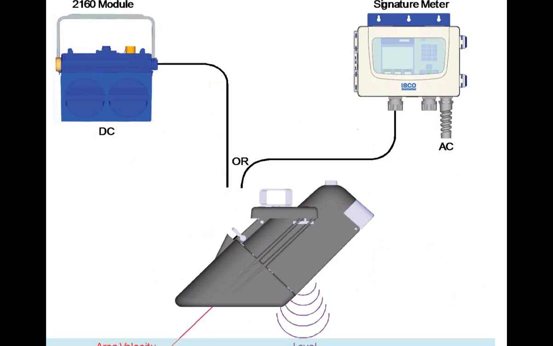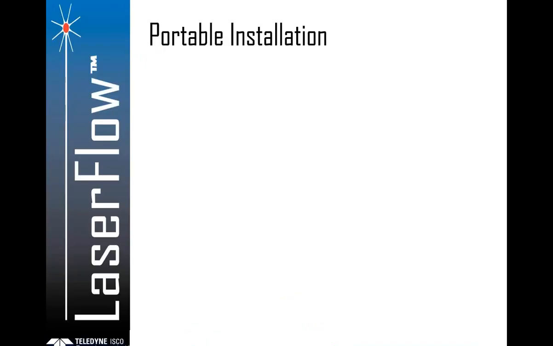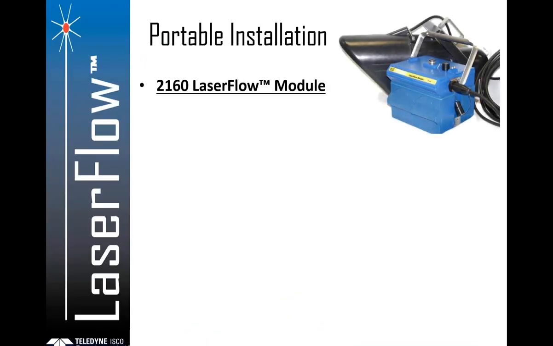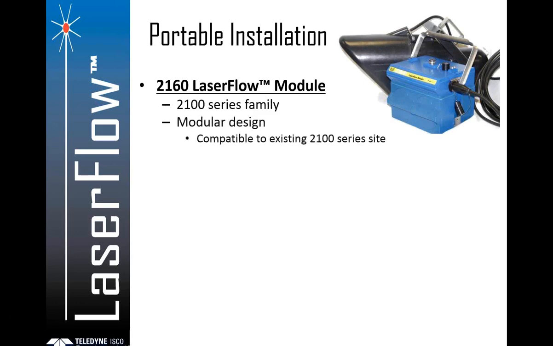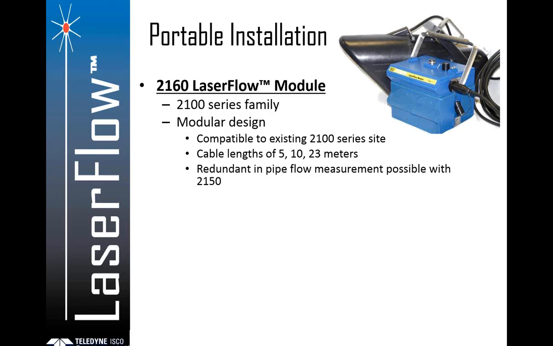ISCO offers the laser flow sensor with two of its meter platforms, either the 2160 module or the Signature flow meter. For portable installations, and I'm going to clarify this by saying long-term portable installations, I try to steer people towards the 2160. It's powered by two 6-volt alkaline, what are called lantern-style batteries. So if you drew a line right across here, the whole bottom part of this is the battery case. You have a door here and here that are sealed with rubber gaskets. You open those up and there's a lantern battery in each one.